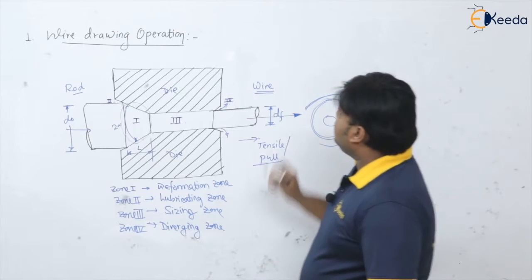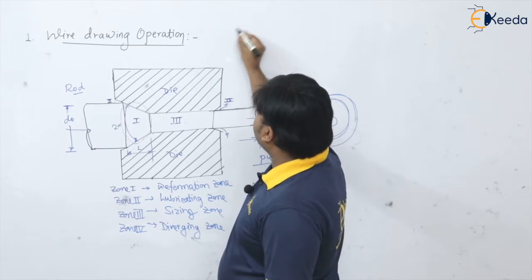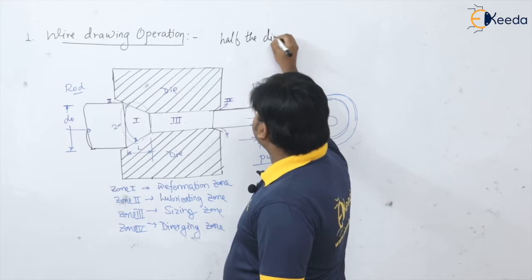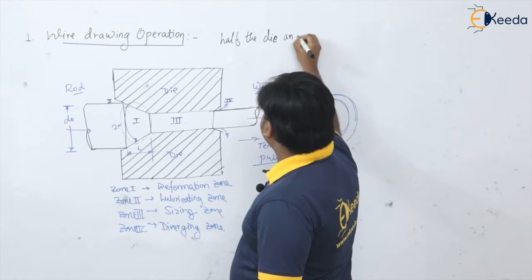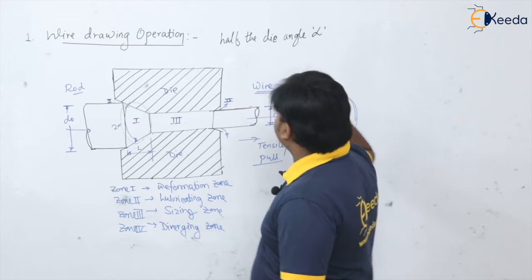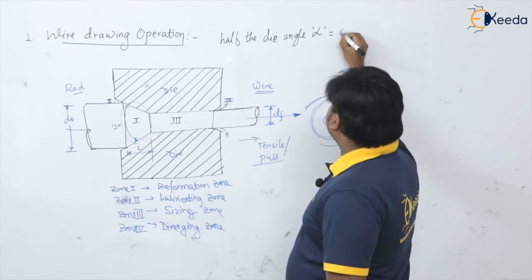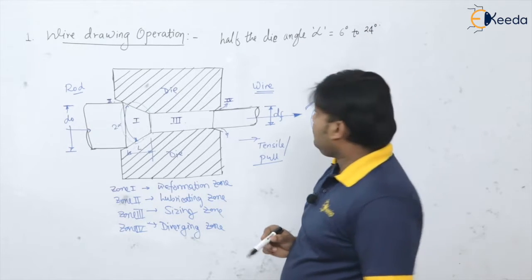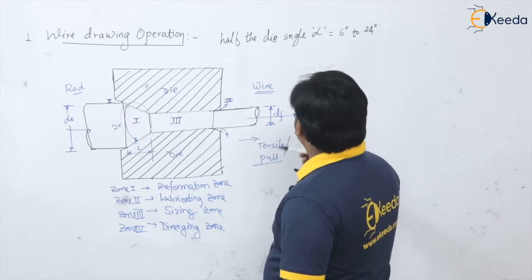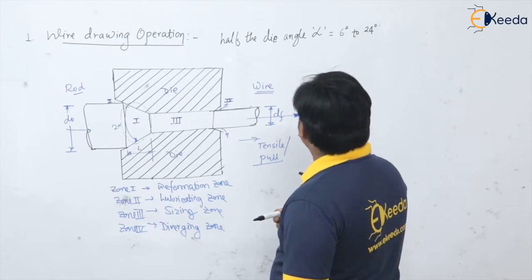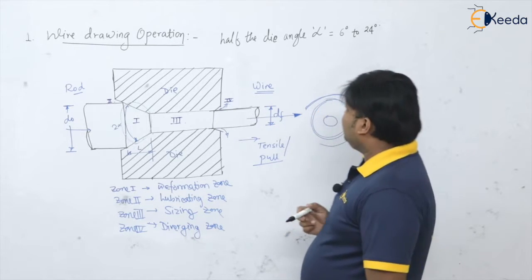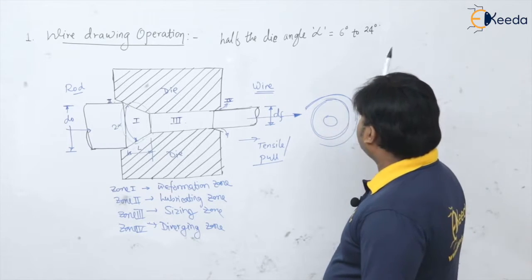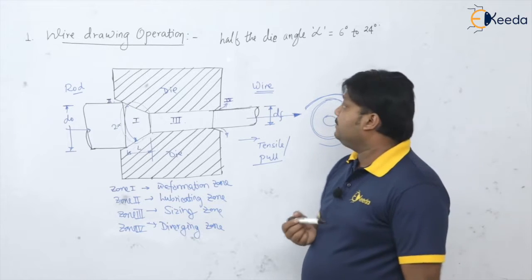Here, the conical angle of this die, I am generally taking as half the die angle, half the die angle is alpha, which ranges from 6 degrees to 24 degrees. For very soft materials we can have this angle up to say 6 degrees, and for hard materials like steels we have the angle of maximum up to 24 degrees.